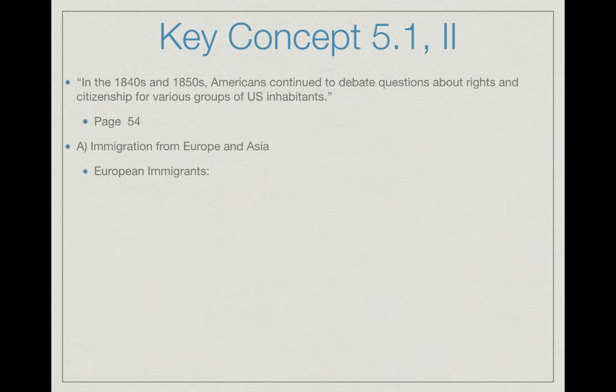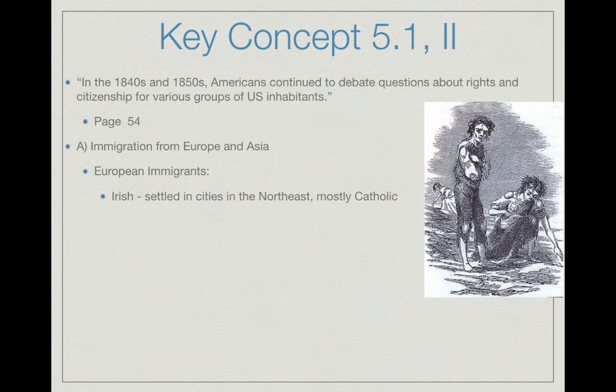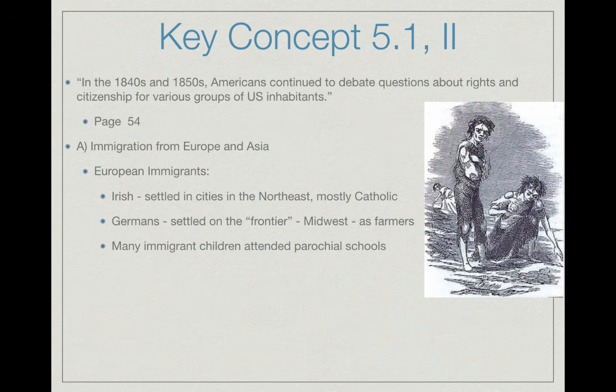And when we're talking about European immigrants, there's two in particular we're going to talk about. The Irish. They tended to settle in cities in the northeast, and they were mostly Catholic. And they came over because of the Irish potato famine going on during the 1840s, what's known as the Dark 40s. Germans are the other European group during this time. They tended to settle on the frontier as farmers in the Midwest in places like Ohio, particularly Cincinnati, and then even St. Louis as well. And many immigrant children attended parochial schools or private schools, and this would really upset many Americans.